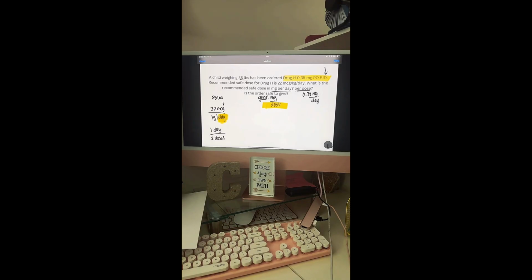All right. So now we can set it up again. So remember, 1 milligram is 1,000 micrograms because we have micrograms in our recommended safe dose. Then we do 1 kg is 2.2 pounds times our 38 pounds over 1. And then in one day, there are 2 doses. So day crosses out. Now we got milligram. And we got dose.